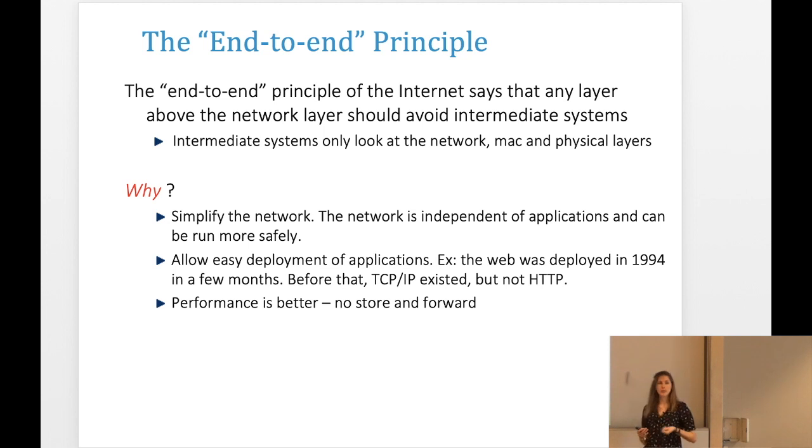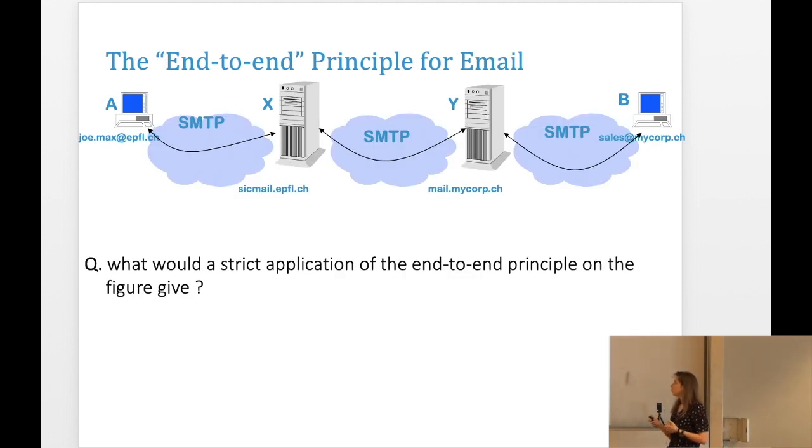However, sometimes in life, principles in general should be used only if they help you. If they do not, then you can think of other ways to work around. So sometimes this end-to-end principle is not always respected. For instance, what do you think the end-to-end principle would be for email? We have A and B who want to communicate via email. They each have their own email servers. How do you think the end-to-end principle should be applied here? Don't be shy.